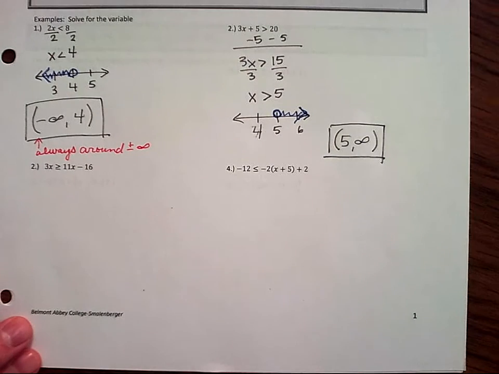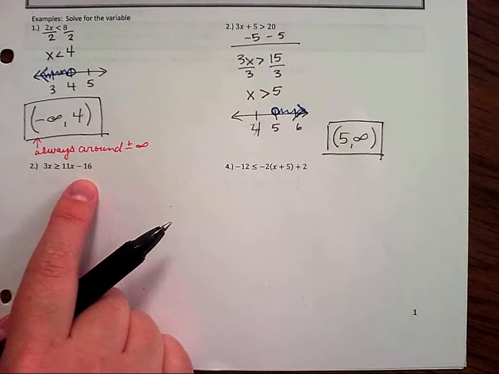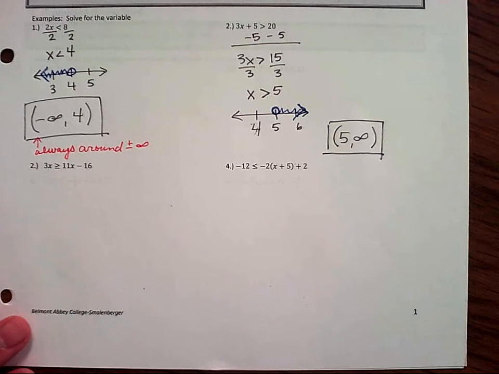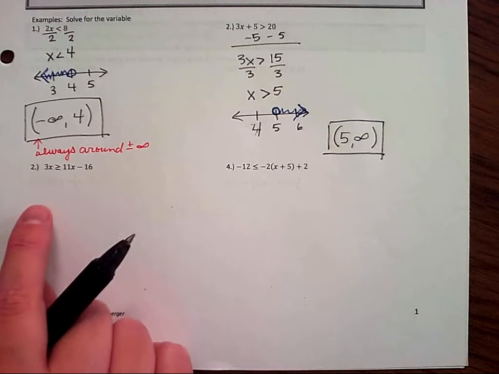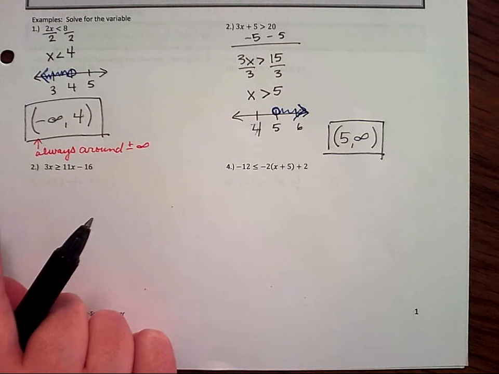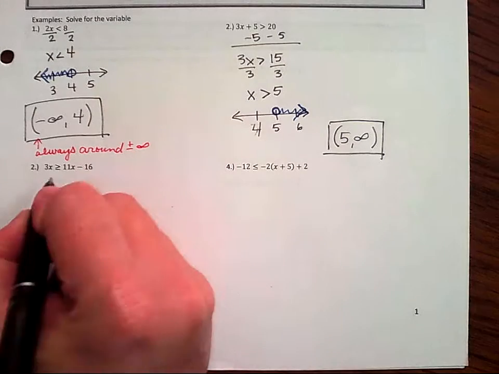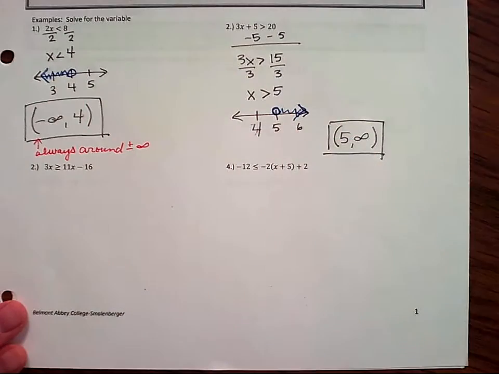All right, number 2. 3x is greater than or equal to 11x minus 16. So I'm trying to get everything with an x on one side, everything without an x on the other side. So subtract 11x. Okay, so I wrote all the in-between steps for these two. I'm not going to do it, right?